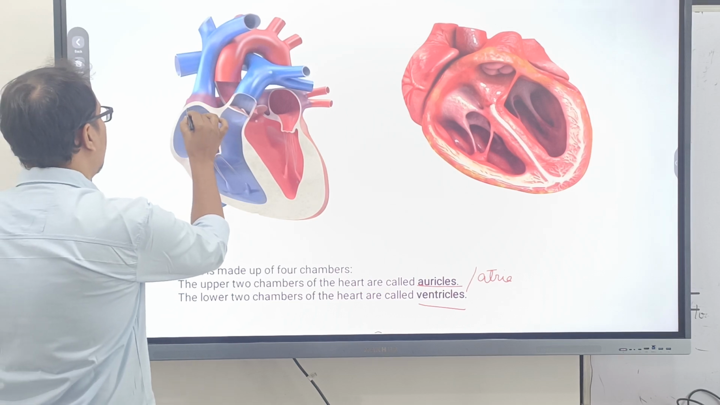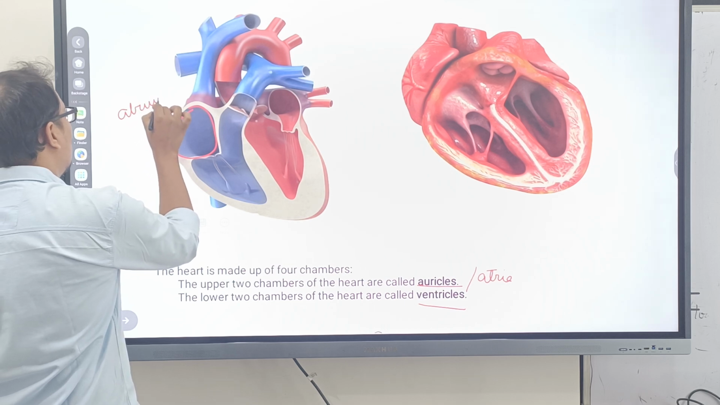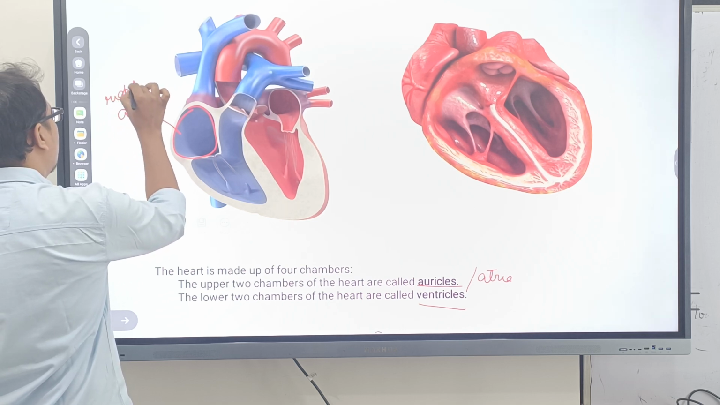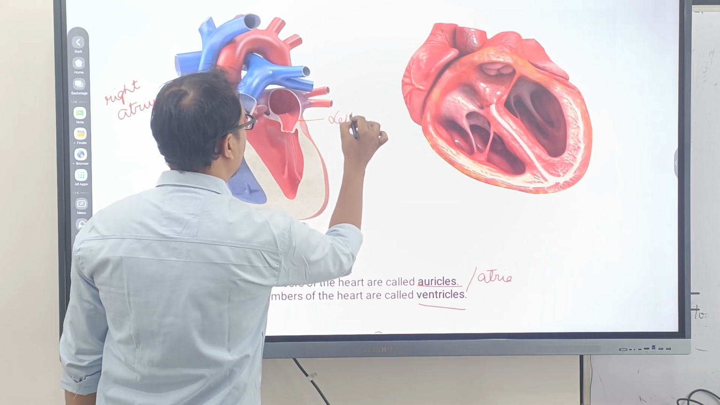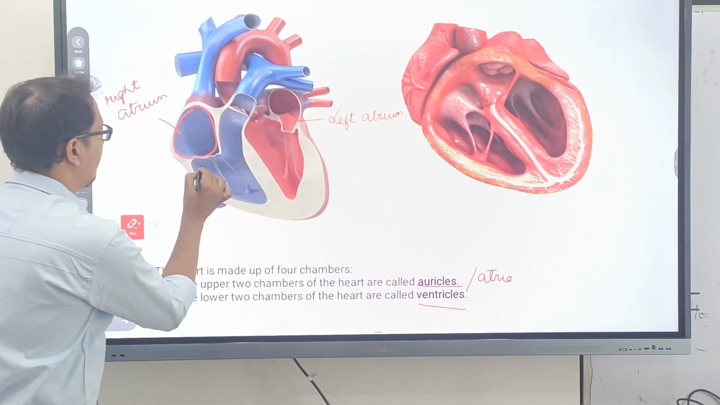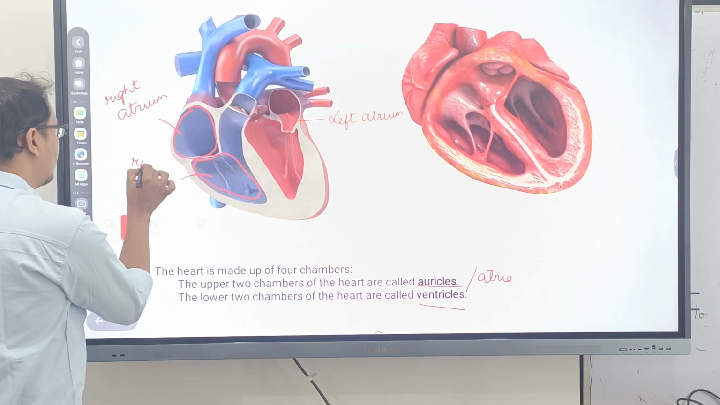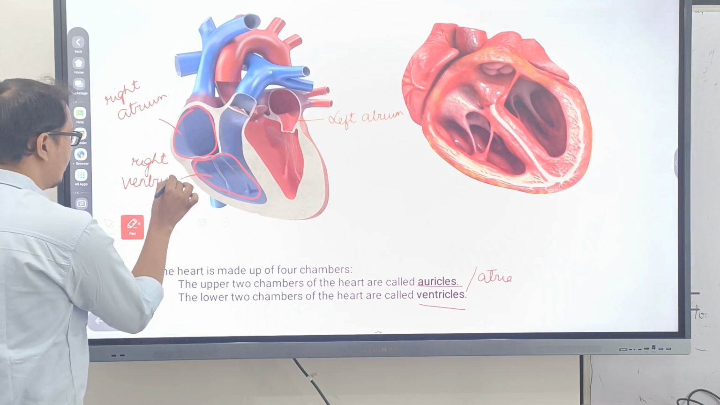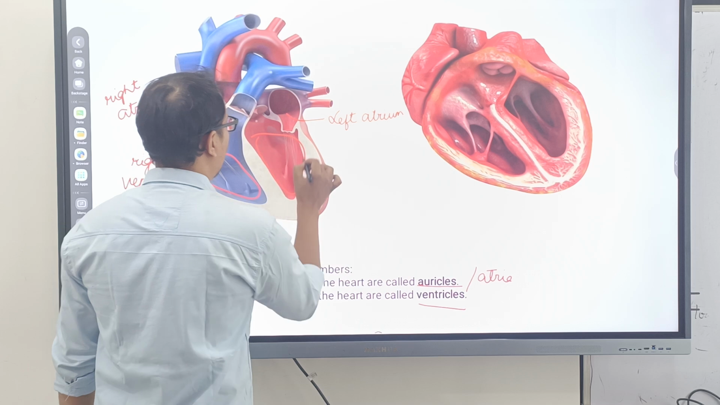So this portion is the atrium. This is the right atrium and this portion is the left atrium. Similarly, this portion is the right ventricle and this portion is known as the left ventricle.